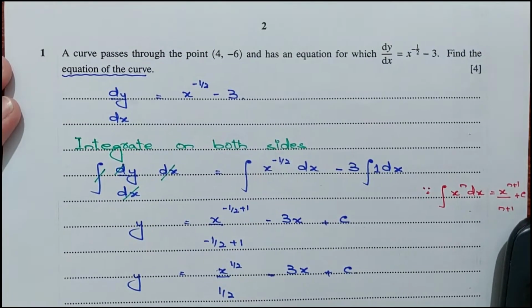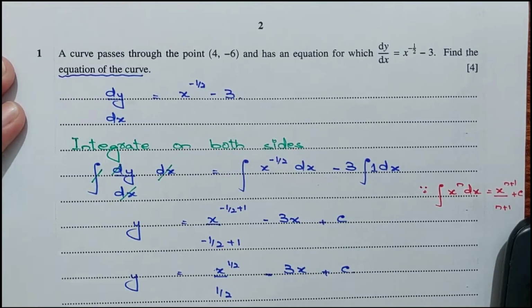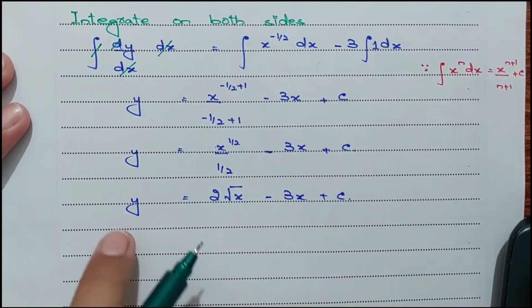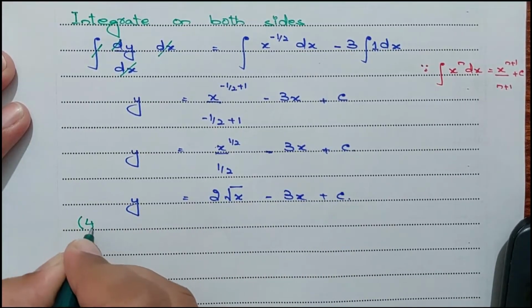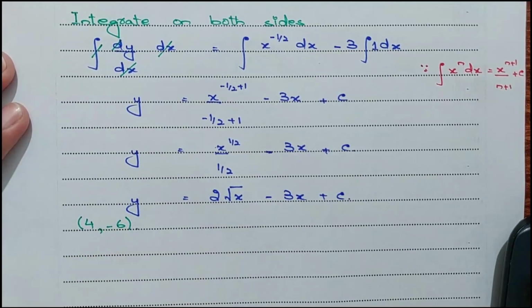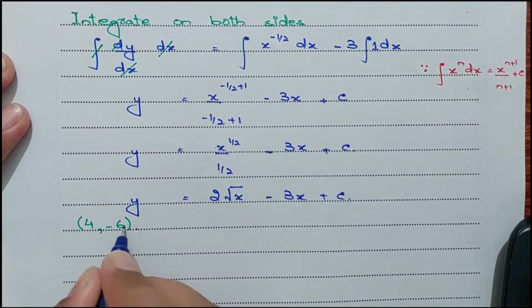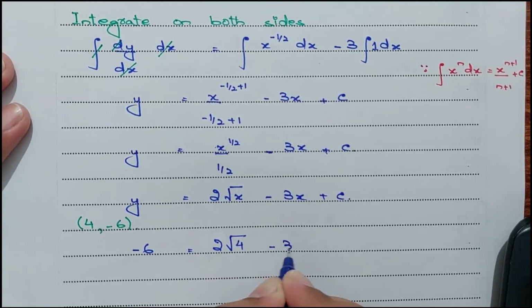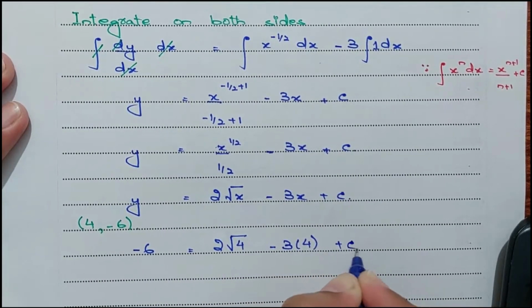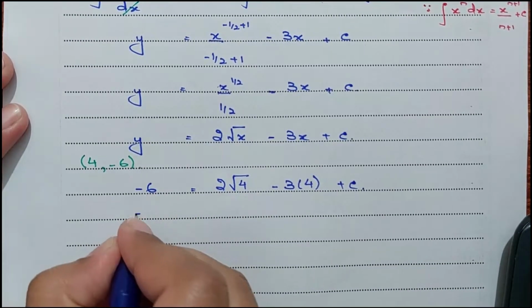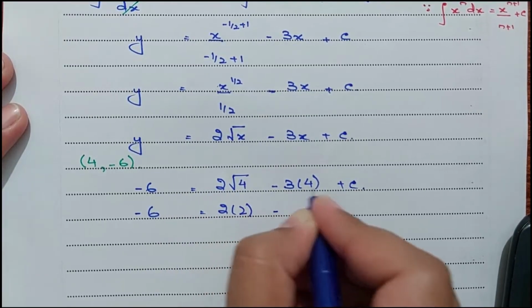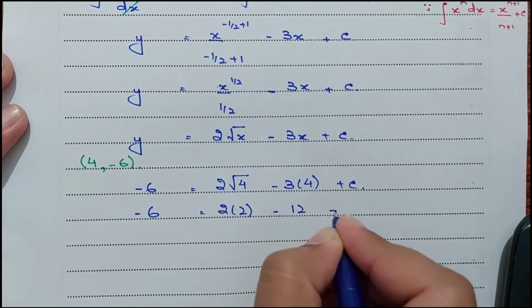For this we have been given that the curve passes through the point (4, -6). So this is the equation of the curve. If the curve passes through the point (4, -6), it means the point satisfies this equation. So let me plug in the point. y is negative 6, this equals 2 square root of 4, minus 3 times x, which is again 4, plus c. Let me solve for the constant of integration. So we have negative 6 equals 2 times 2, and minus 4 times 3 would be 12, plus c.